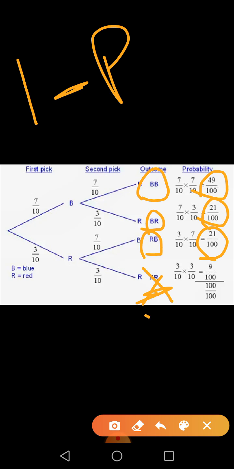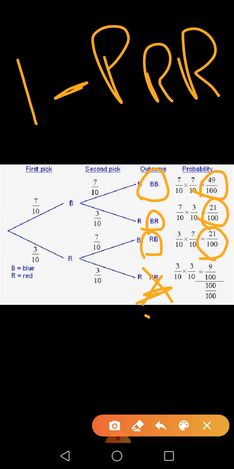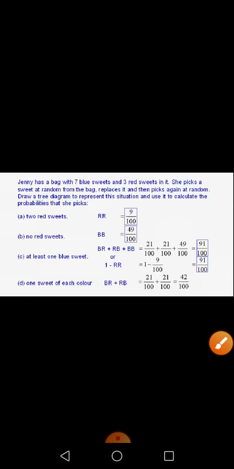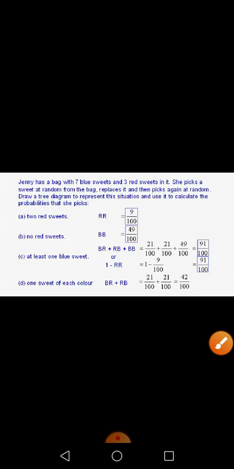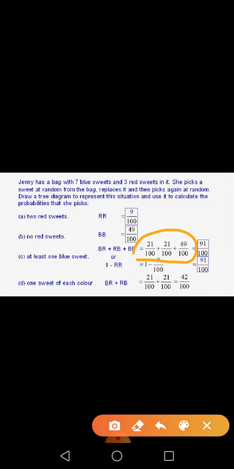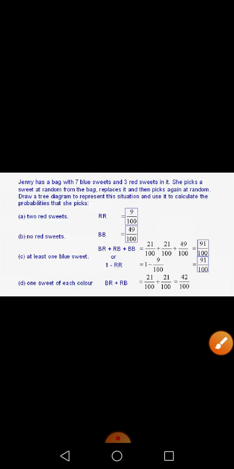Okay, so what I will do, to take all the probability of at least 1, I will add this probability plus this probability plus this probability. You got this? Or the easiest one, to take 1 minus probability of red. You got me? Choose which is easier for you to get the answer. Okay. So the answer here would be 21 over 100 and 21 over 100 and 49 over 100. As I told you, maybe 1 minus red.